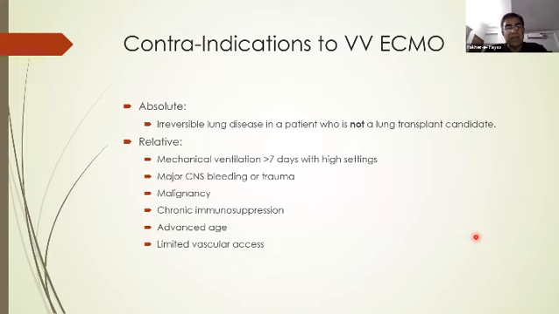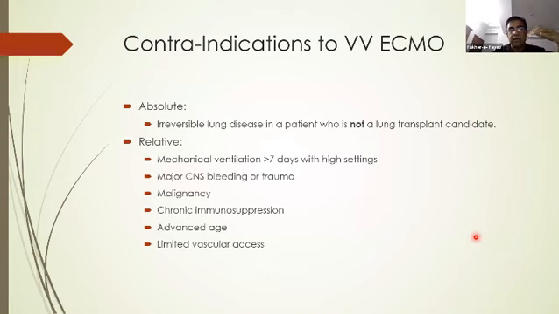Major CNS bleeding, malignancy, chronic immunosuppression, advanced age, limited vascular access. Basically, these relative contraindications are taken from the EOLIA trial, and these were basically the contraindications. But mind you, these are the latest guidelines. They have included these relative contraindications from the EOLIA trial.